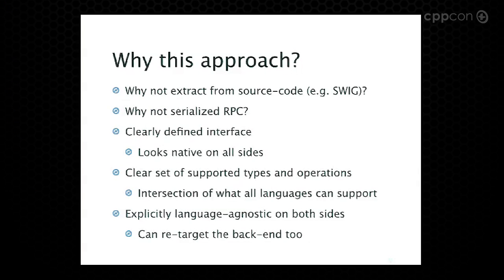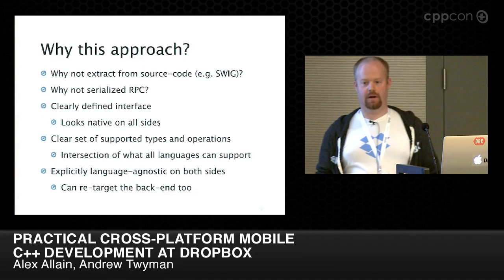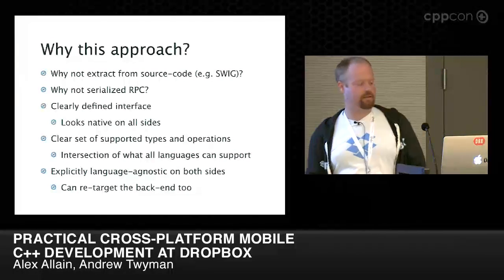So why do we do it this way? Why not extract from the code like SWIG? Why not just do RPC and serialize everything? Because we are marshalling anyway. For the most part, most of the data gets copied. We like that it gives us a clearly defined interface. It looks native on all sides, as I said.